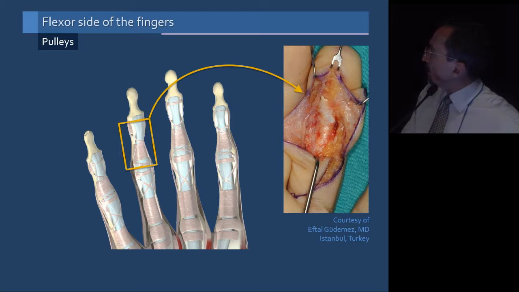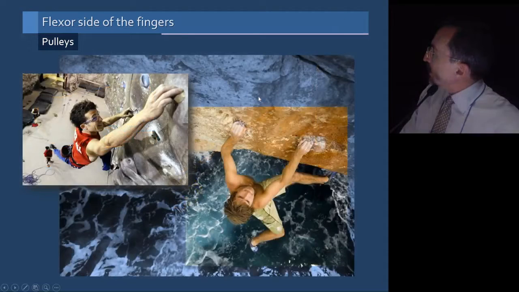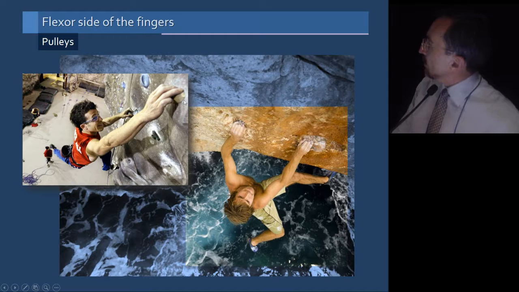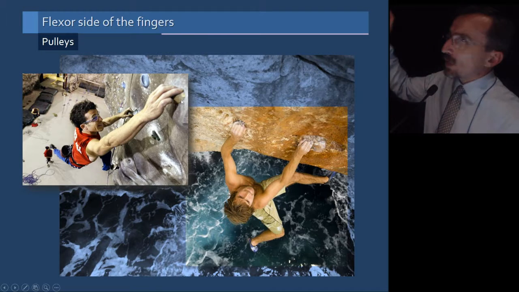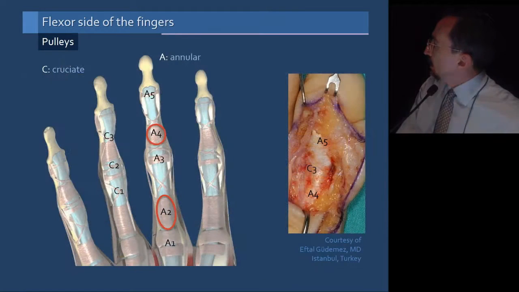And they have this role of containing the flexor tendons, but still allowing them to move like in a fishing hook here, like a pulley mechanism. And then they have this role, especially during activities like climbing, where the fingers are really, really strained. And if they are injured, we will be able to see them on MRI.